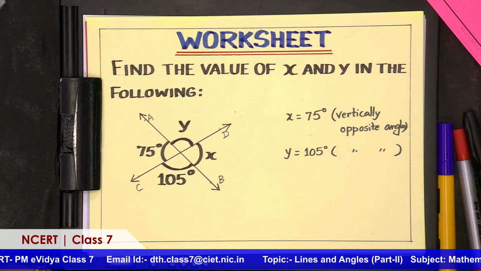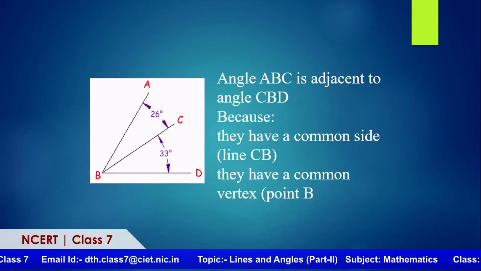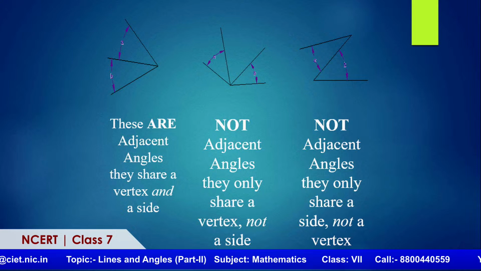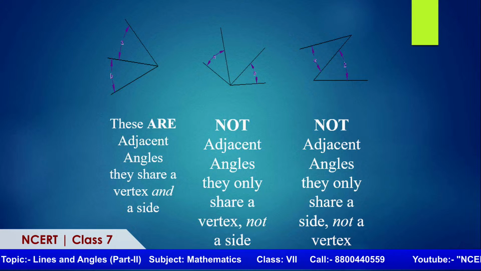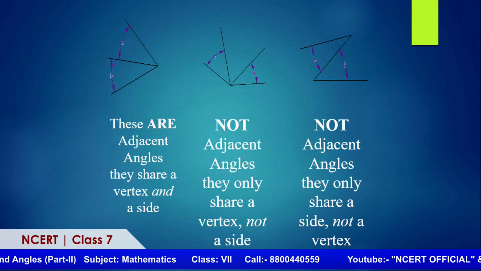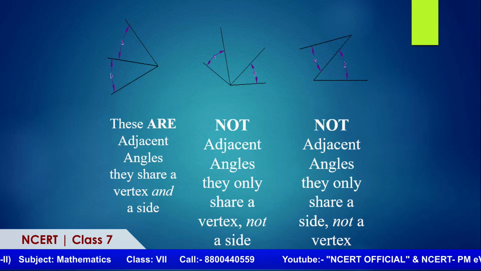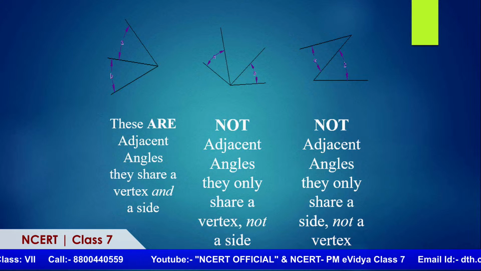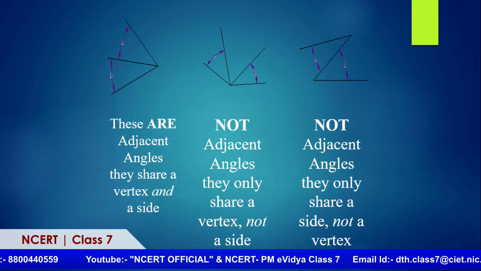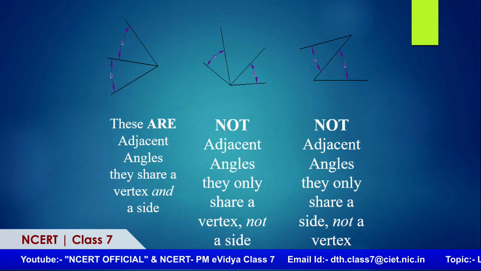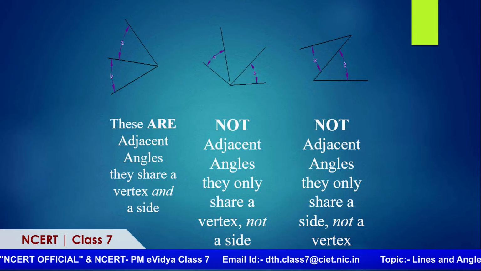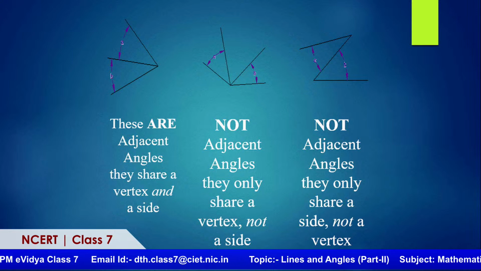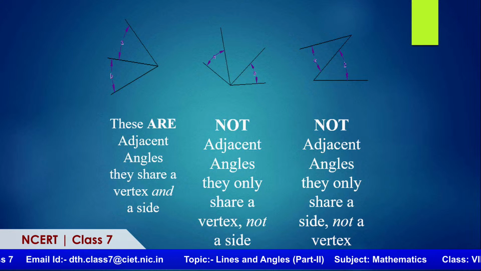Now, let us look into our slide on the next. We can see some pictures. These are adjacent angles, they share a vertex and a side. In the second picture, you can see they are not adjacent angles, they only share a vertex but not a side. And in the third case, children, they are not adjacent angles, they only share a side, not a vertex. So, you need to recognize when the angles are adjacent and when they are not adjacent.